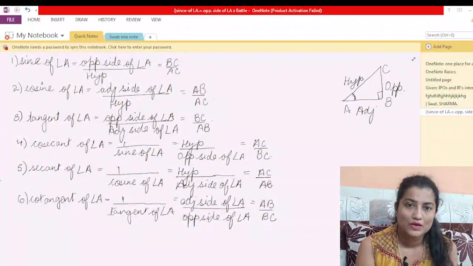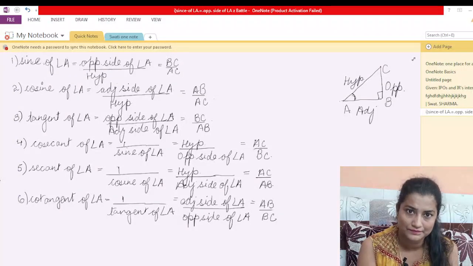Today in this video, we learn about trigonometry. Now what does exactly trigonometry mean? Trigo means 3, gon means sides and metron means measurement. So trigonometry is the relationship of the sides and angles of a right angle triangle.